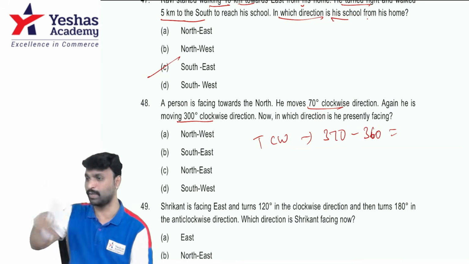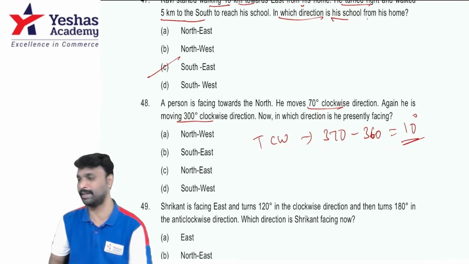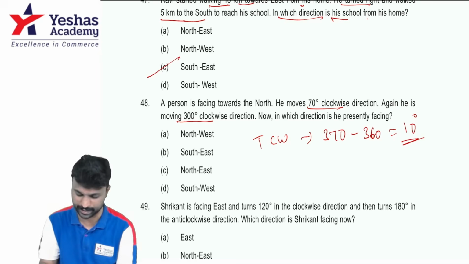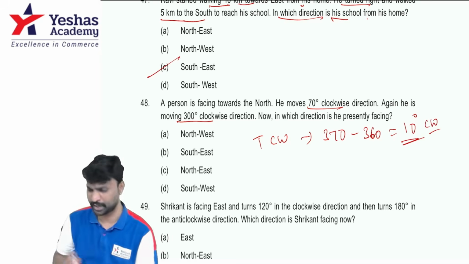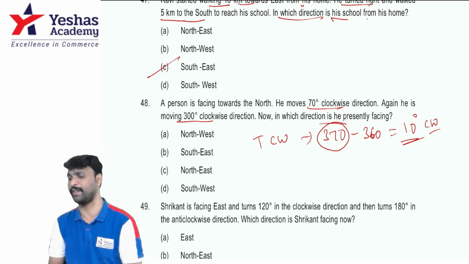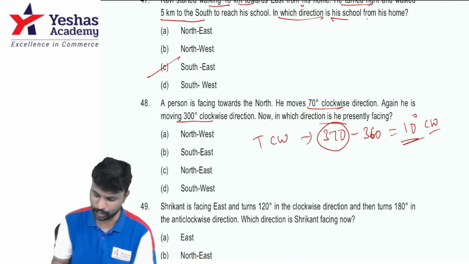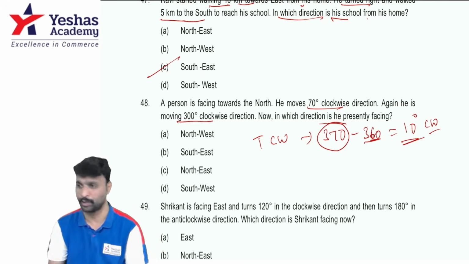One circle means one rotation gives you 360 degrees. So the resultant is actually 10 degrees clockwise. There's no anti-clockwise direction, only clockwise direction. Whenever the total is in only one direction and it is exceeding 360, always subtract 360 from it. I have told you this in the regular class and also in the marathon video, right?